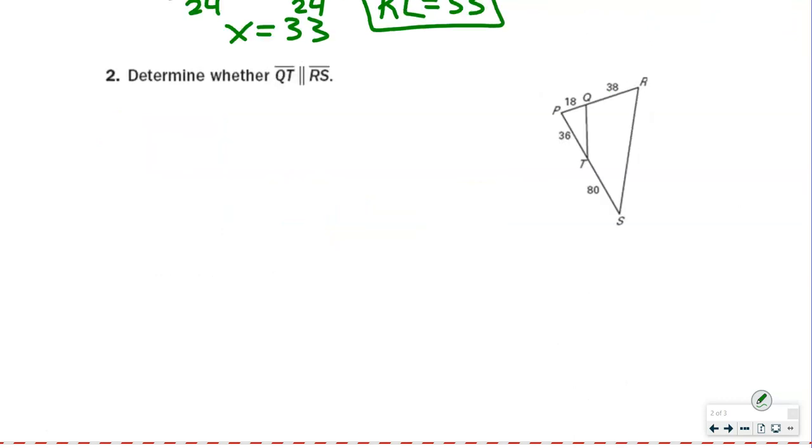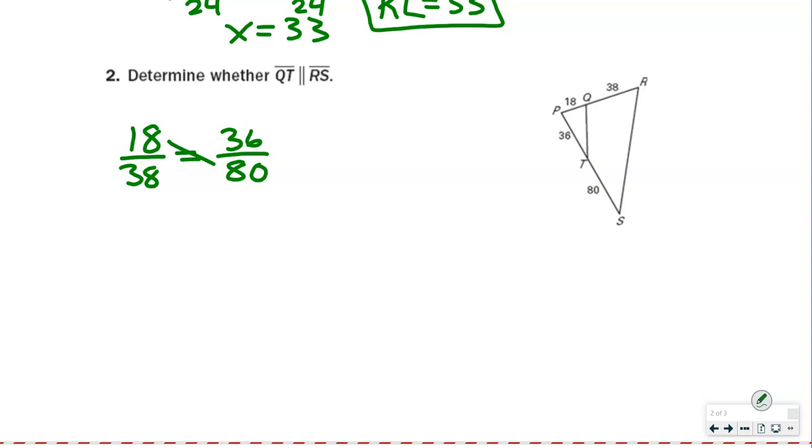Next, determine whether QT is parallel to RS. So we have all of our line segments up there. We need to set up a proportion and find out if they're equal. So if I have 18 over 38, it needs to be equal to 36 over 80 for those to be parallel. So we can cross multiply or simplify, either way. 36 and 80 are kind of big numbers. Maybe we don't want to simplify, but we can punch them into a calculator easily enough.